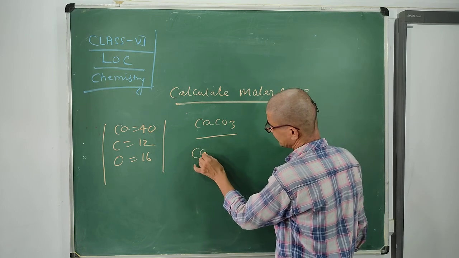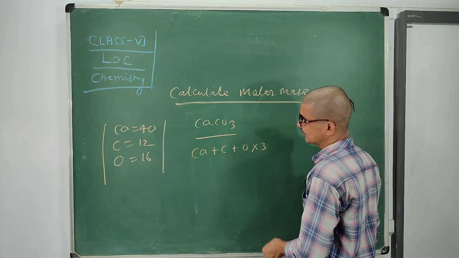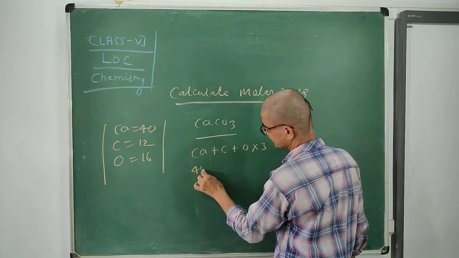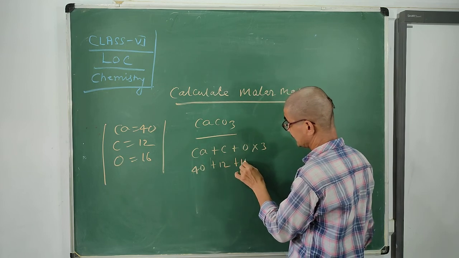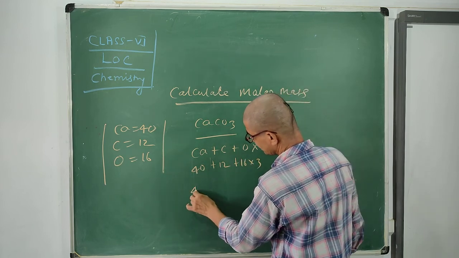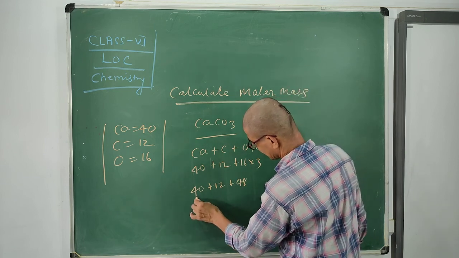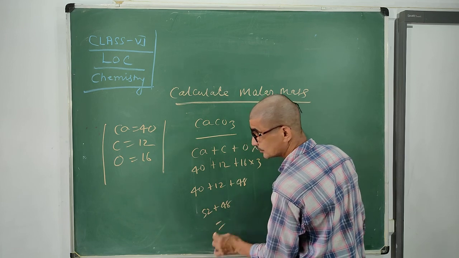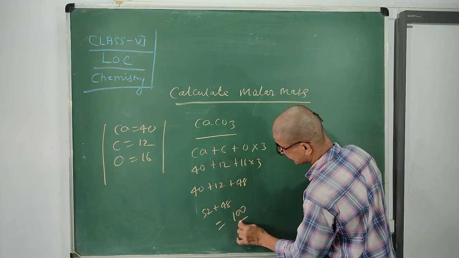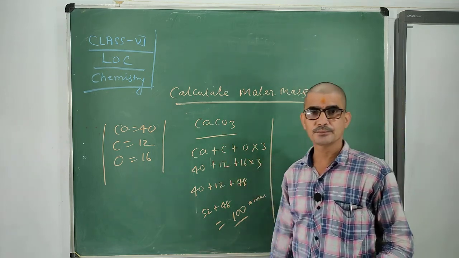So Ca plus C plus O into 3. The mass of calcium is 40, mass of carbon is 12, mass of oxygen is 16 into 3. After solving, 40 plus 12 plus 48, 52 plus 48 equal to 100 AMU. So 100 is the molar mass of calcium carbonate.